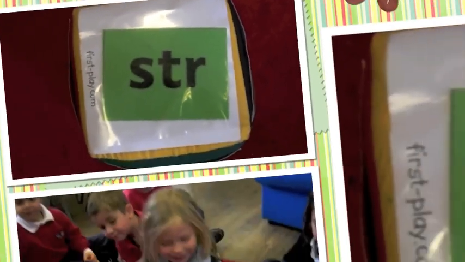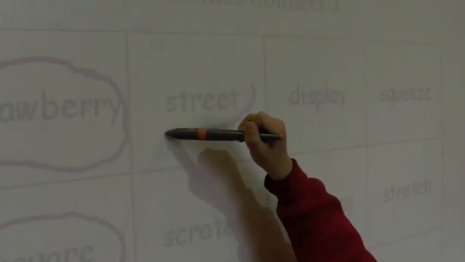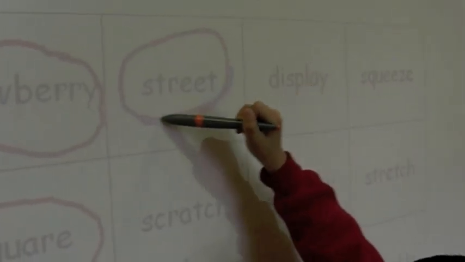Now the game might continue like this for a while, and you may not have a clear winner at all, but the point of the game is to get children looking at the sounds, looking at the clusters, looking at the blends, and then matching those to words that feature those clusters and those blends. Street, good boy.